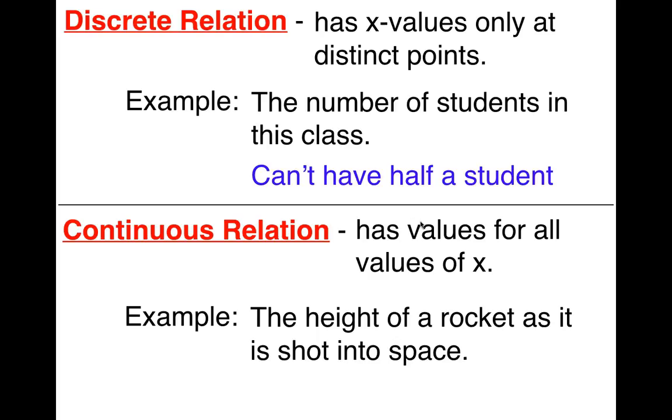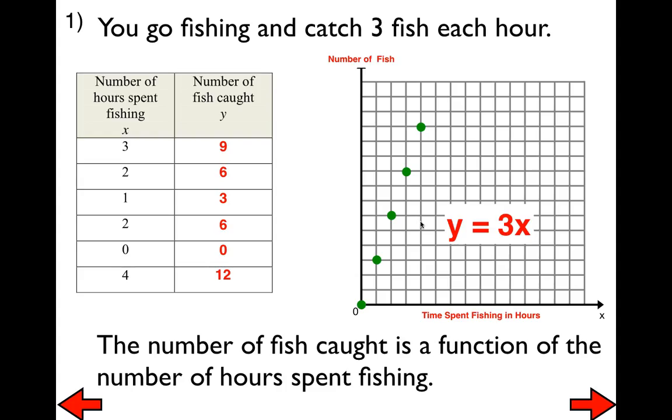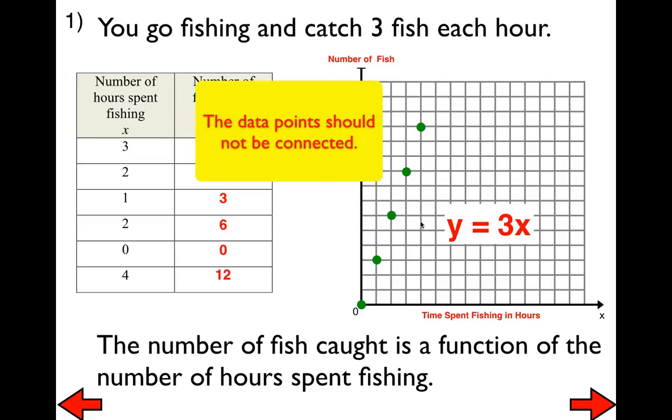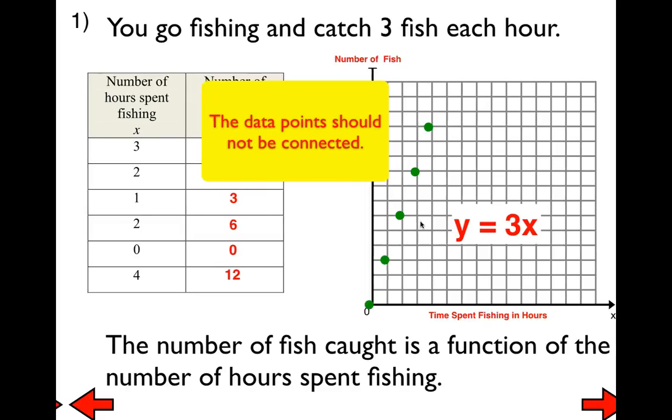So here, the height of a rocket as it's shot into space. In 1 hour is a certain distance. In an hour and a half is a certain distance. Okay, it's possible to have half a distance. Is it possible to have half a fish, half a student? You'd hope not. Okay, so to answer the question, since we don't really count half a fish or a quarter of a fish, we would say it's not connected.